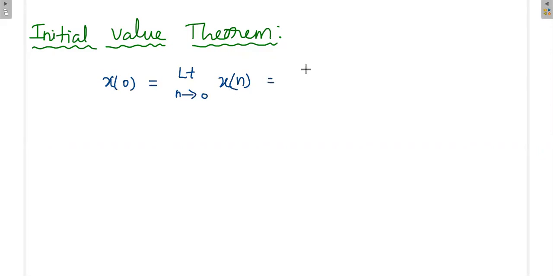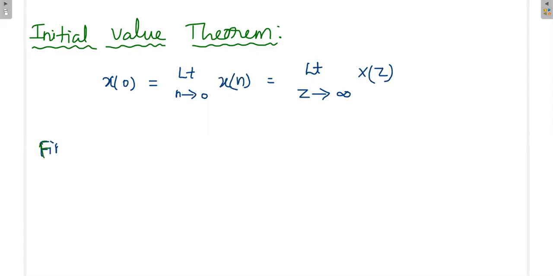That is equal to limit z tends to infinity x of z, where x of z is the z transform pair of the signal x of n. So that means the initial value of the signal we can calculate either from the time domain or from the z domain. If we know x of z, then we have to substitute z to be infinity. Similarly, final value theorem.